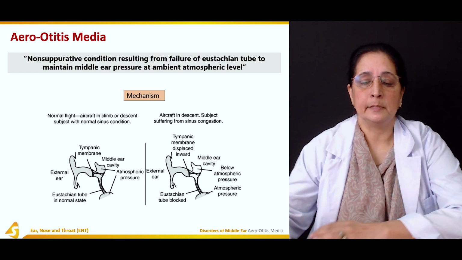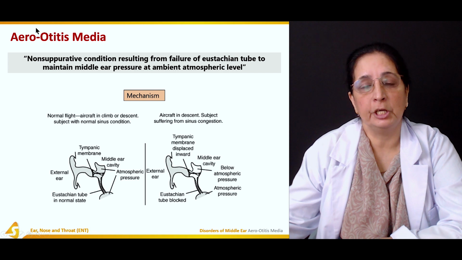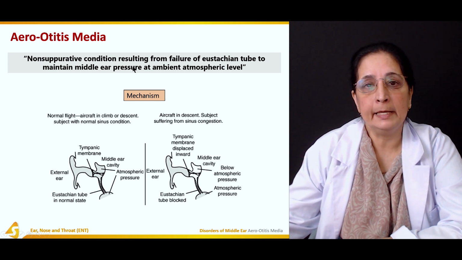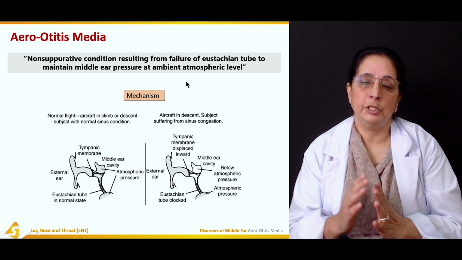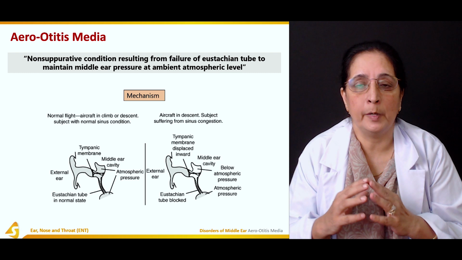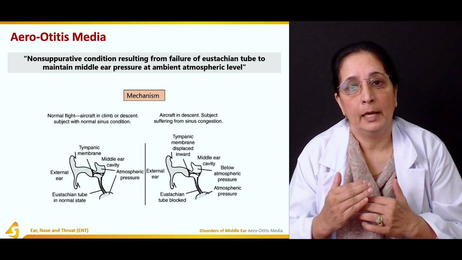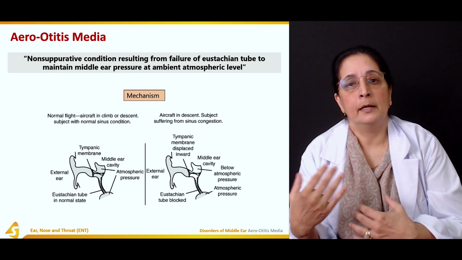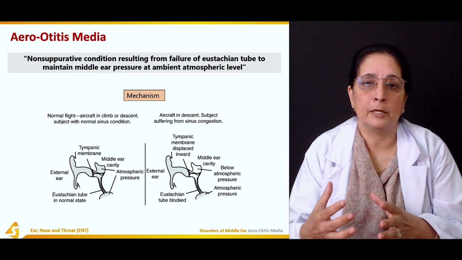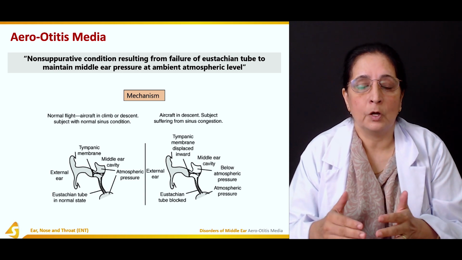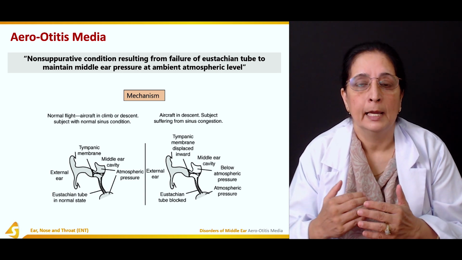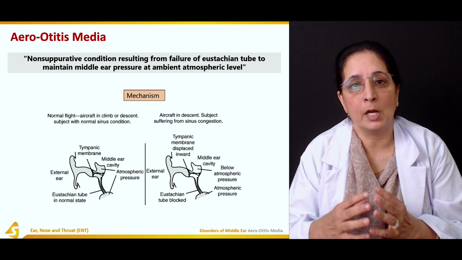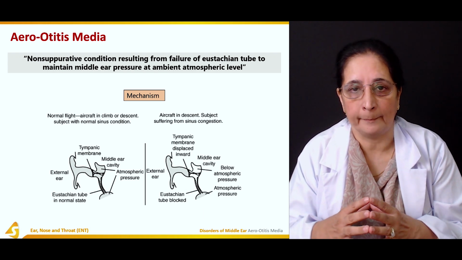So Aero-Otitis media is a non-suppurative condition resulting from failure of the eustachian tube to maintain the pressure at ambient atmospheric level. As we mentioned, the function of the eustachian tube is to maintain the pressure in the middle ear under different changes of atmospheric pressure. If the eustachian tube is not maintaining that pressure properly, it can lead to the condition known as Aero-Otitis media.